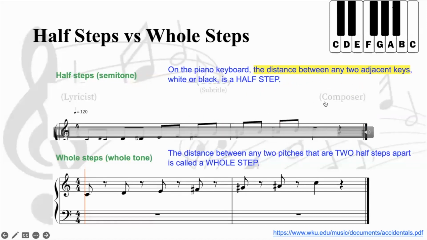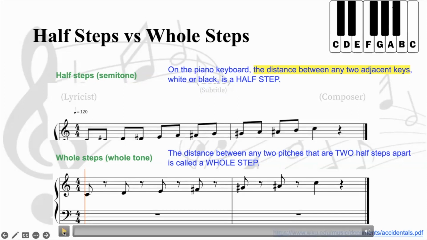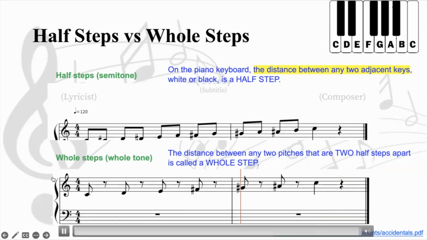Okay. The whole step means the distance between any two pitches that are two half steps apart. It's called a whole step. That means, like you come to the right corner, this C and D, there are two half steps, so it's a whole step. You can listen to this. Okay, every two, they are a whole step, or we can call it a whole tone.